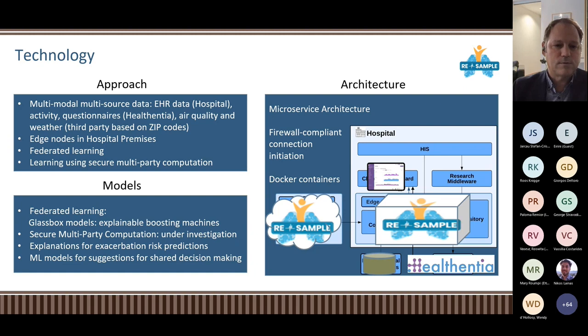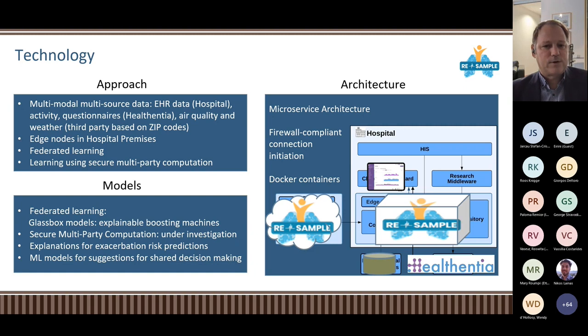We have only the models that are trained federatedly, and also the part for the secure multi-party computation that is also organized via this orchestrator node. So we have tried to make everything firewall compliant, so there are never incoming connections from outside into the hospitals, and we are based on using Docker containers to ease the deployment and installation.